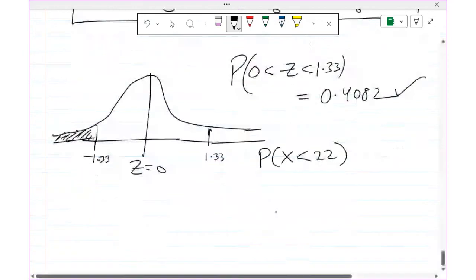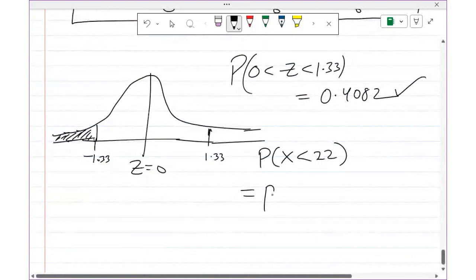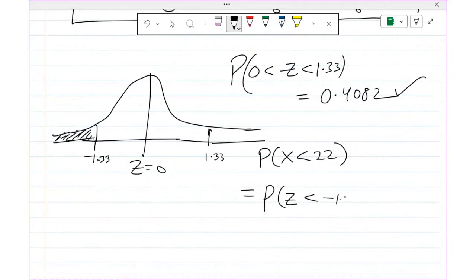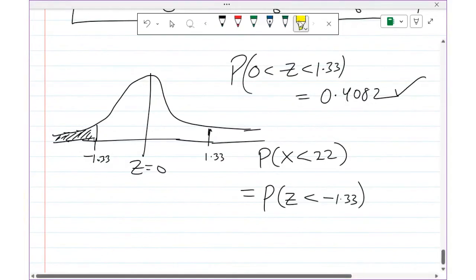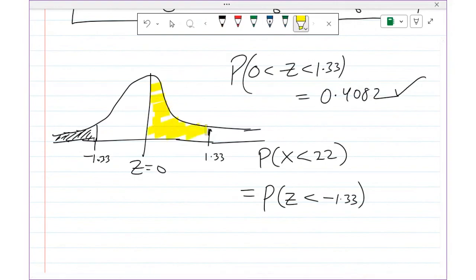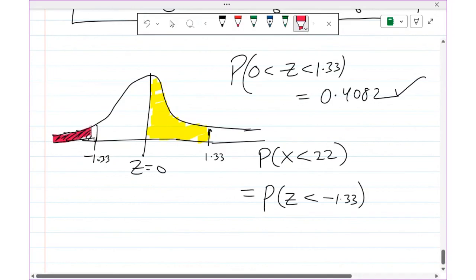Less than 22 means, in terms of what we have converted, 22 was minus 1.33. So we have to find this one, and we are given the area between 0 and 1.33. So this much is given, this yellow color is given. We have to find this shaded region on the left side. Let me color it with the red color. So this we have to find.